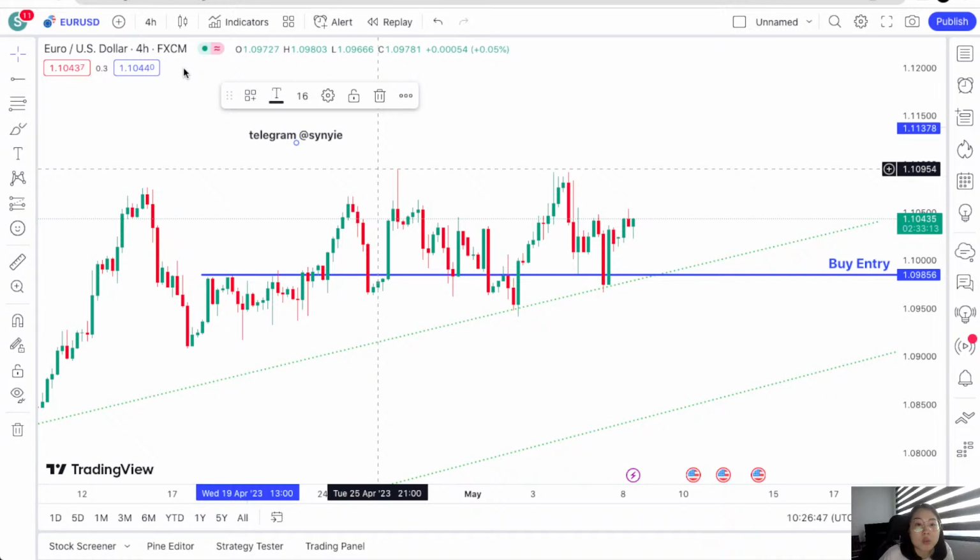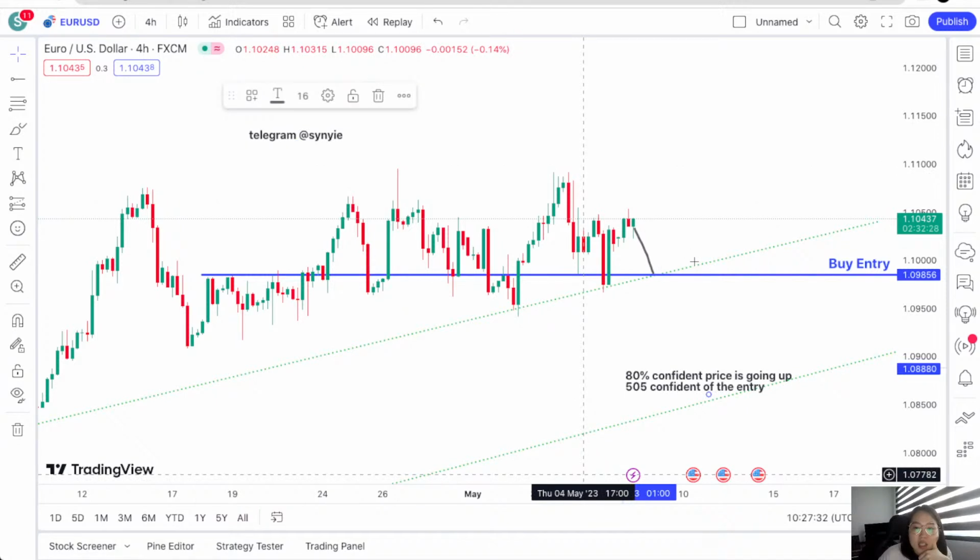Okay, so anyways, I don't love this entry, honestly. I think this is a super weak entry. If I have to do analysis, I would say I'm like 80% confident price is going up, but 50% confident of the entry. It's really not the best entry. It's a very choppy entry. I don't love it.